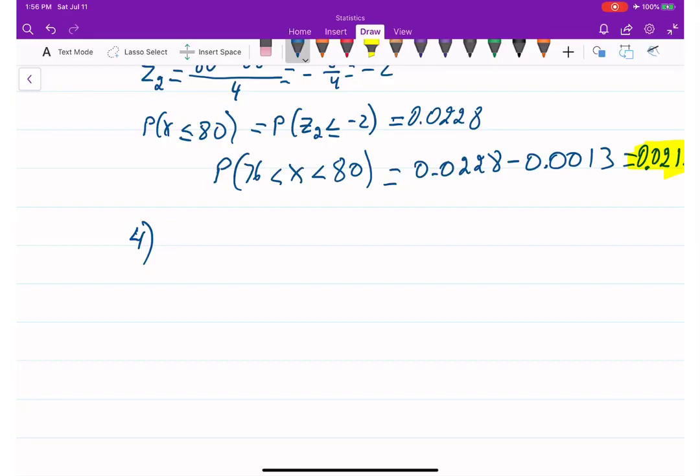The responses were normally distributed with the mean equal to 4.6 and standard deviation equal to 2.5. Okay, we need to answer the following questions. So first of all, what's the probability that a randomly selected study participant's response is less than 4? So we need to find the probability of x less than 4.